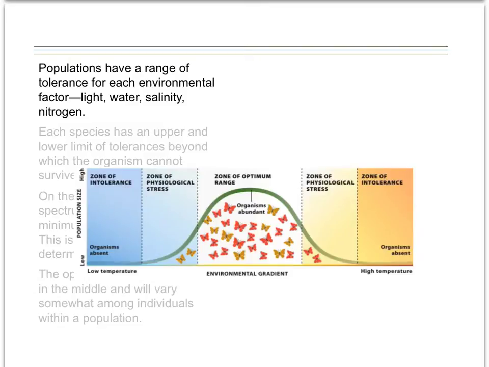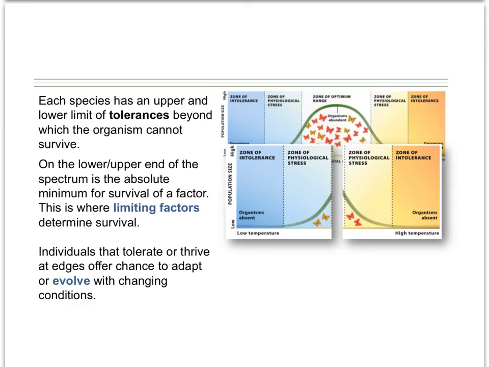And all organisms have these tolerance levels at which they cannot survive anymore. And these are going to be controlled by a number of different limiting factors that have controlled where these organisms are found on Earth. And these things have evolved over millions and millions of years to live in these particular types of biomes.